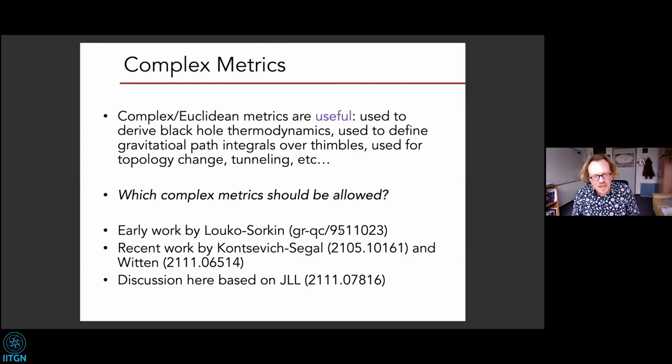There were some early works about this question by Luko and Sorkin, but they looked only at 2 dimensions, so there was not much gravity involved. But they already discussed this question. And then more recently, Kontsevich and Segal made a proposal, again without gravity, in the context of quantum field theory. And Witten then started extending this criterion to gravity. I will base my discussion here on a paper that I wrote about this topic 2 or 3 months ago.